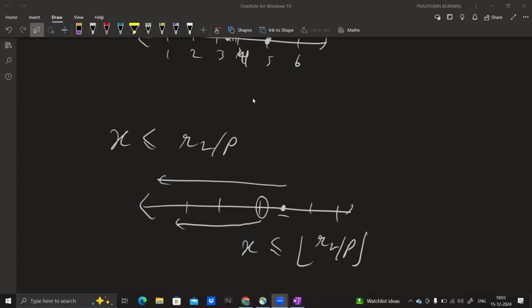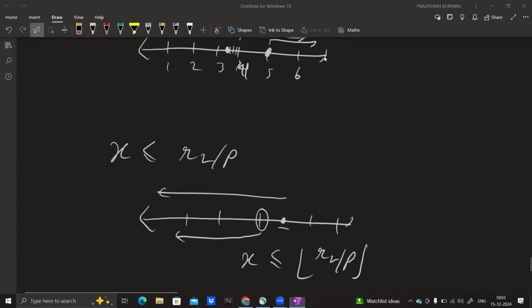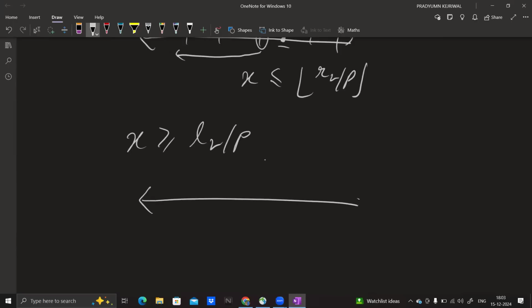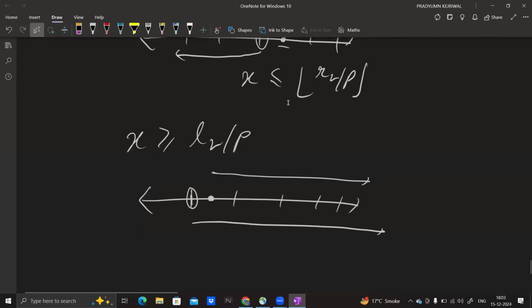No, taking floor for both won't work. Let me explain. Say x is greater than or equal to L2 by P, and L2 by P lies somewhere here. So our range is this. But if you take floor, then the range becomes this, so you are taking an extra value. Therefore floor is wrong here. If you want greater, you take ceiling, and if you want less, you take floor. That's the thing. Got it.